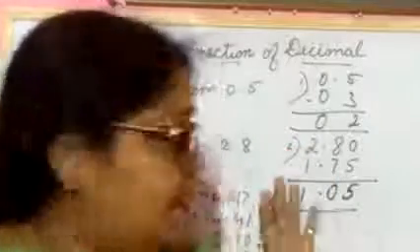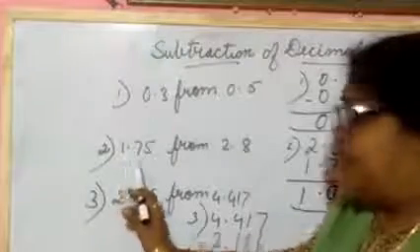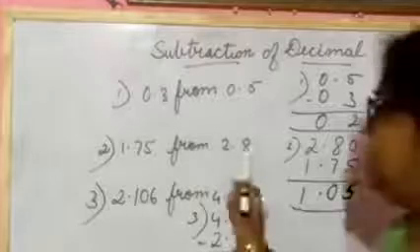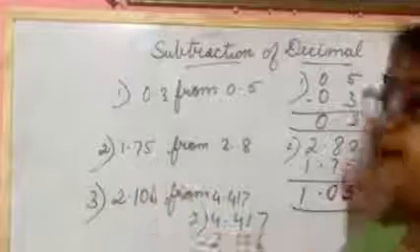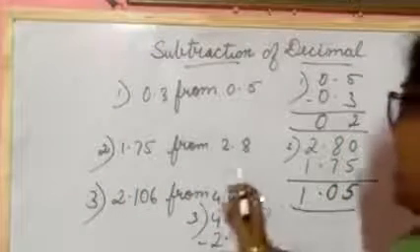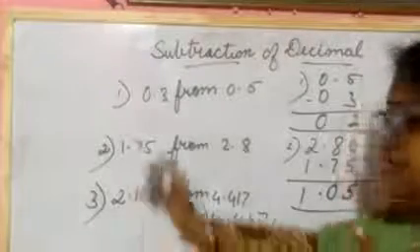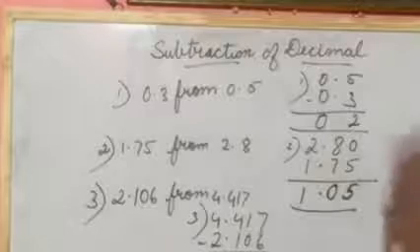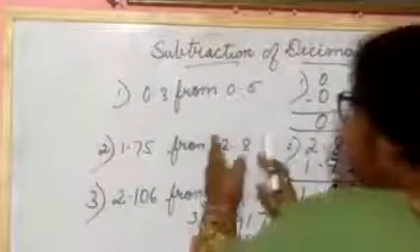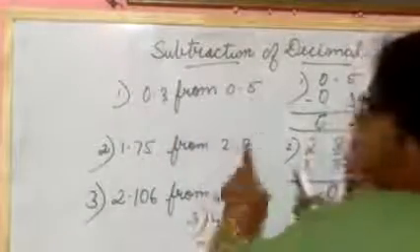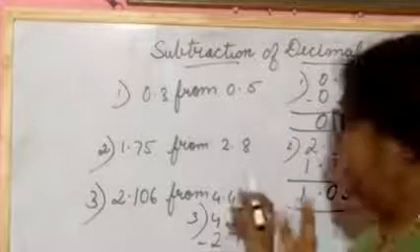Okay. Now in the second question, what is given is 2.8 minus 1.75. In the first number there is 1 digit after the decimal, and in the second number there are 2 digits after the decimal. The first digit after the decimal, 7, is in which place? Tens place. And the second digit, 5, is in which place? Hundredths place. In the first number, after the decimal only 1 digit is given, only the tens place.